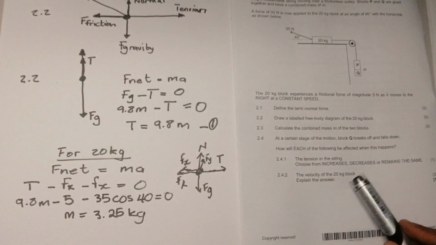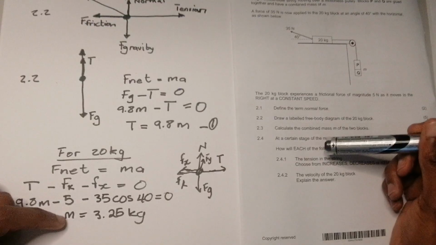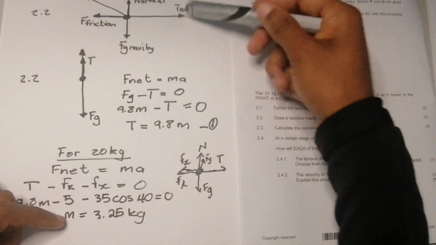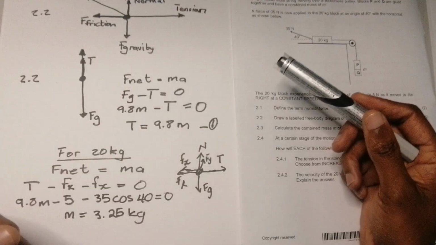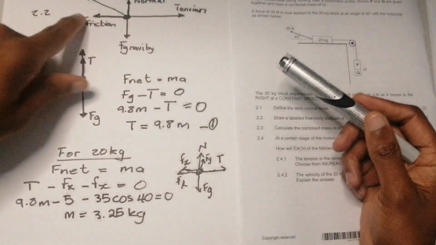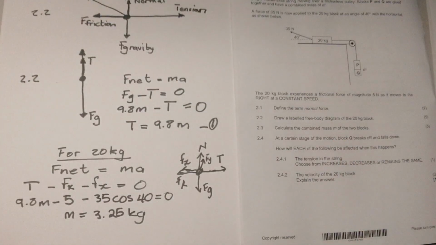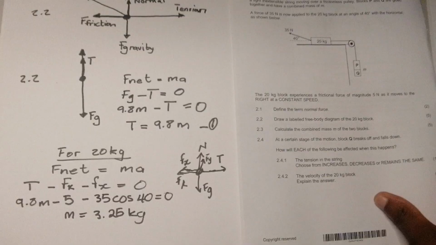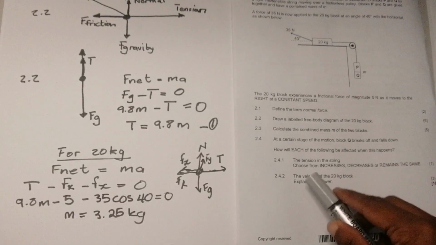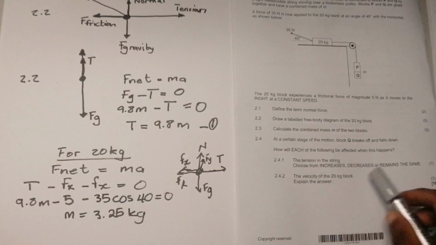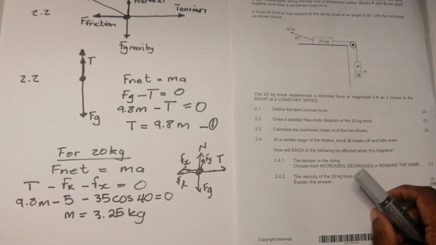And then they ask what will happen to the velocity of the 20 kg block, and you must explain your answer. Of course, if I decrease that tension, it means the resultant force decreases. Remember, the resultant force is the sum of forces in the horizontal direction. So that would decrease. They had said choose increase, decrease, or remain the same, so I would have chosen decrease.